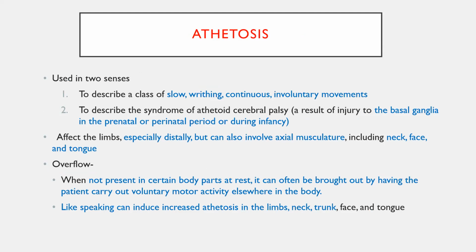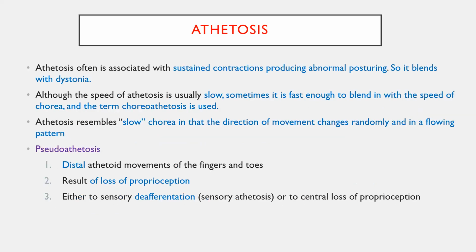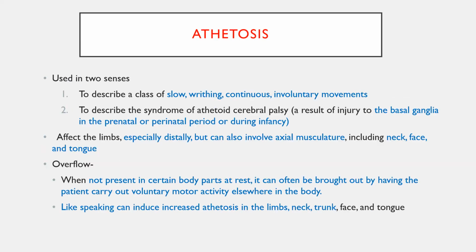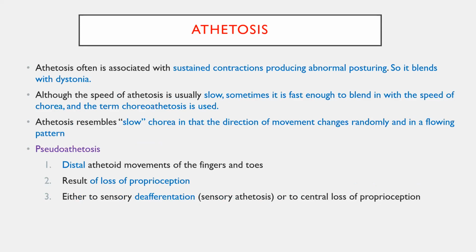Next, we come to athetosis. It is a slow, writhing, continuous involuntary movement. The name was initially coined in kernicterus patients, after prenatal insult secondary to hyperbilirubinemia. Most of the patients have writhing, slow, continuous movements. The initial term was coined in the pediatric age group. Most often it affects the distal part of the body, but axial musculature is also involved. Sometimes these movements may not be present at rest. Voluntary motor activities or speaking also induce the movements. Most of the time it is associated with chorea, which is called choreoathetosis. Sometimes it may be associated with dystonia also.